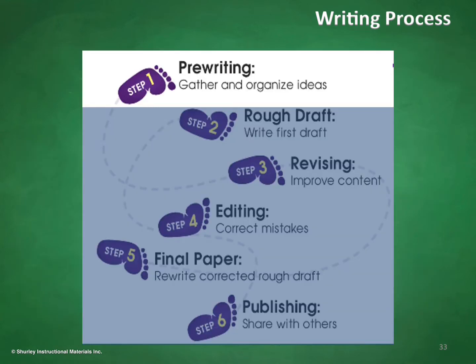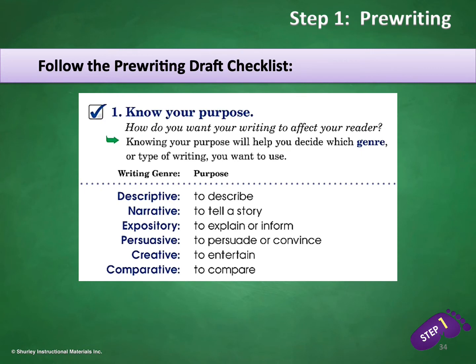Step 1 in the writing process is pre-writing. During this step, students learn to gather and organize their ideas. Here's a glimpse of what the pre-writing checklist looks like. Students must first decide how they want their writing to affect the reader, and who their primary reader will be. Knowing the purpose and audience is important to determine before writing begins. They need to decide if they are going to describe something, tell a story, explain, persuade, entertain, or compare things. See, the purpose for the writing determines the type of writing.